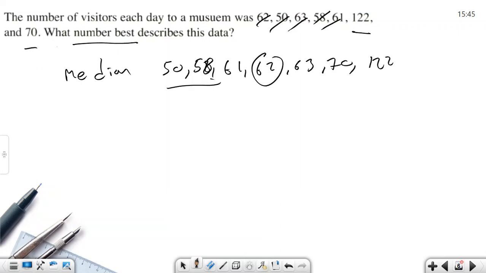So 62, as you see, 3 from here, 3 from here at the middle. 62 is the median. The median, the number is 62. So 62 best describes this data.